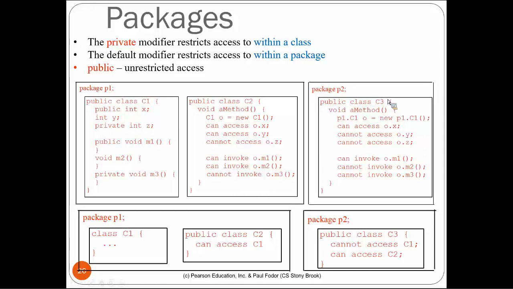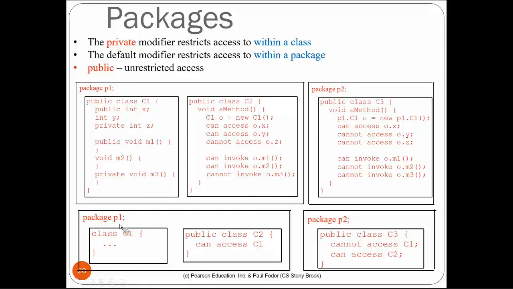From a different package, let's call it P2, from a class C3, if I create an object of the type C1, the class C1 in the package P1, with a new operator and a constructor for C1, I can access the public data field, but I cannot access the default modified data field because I'm in a different package, and I cannot access the private data field because that can only be accessed in the same class C1. Similarly, I can invoke the public method, but I cannot invoke the default modified and private methods.